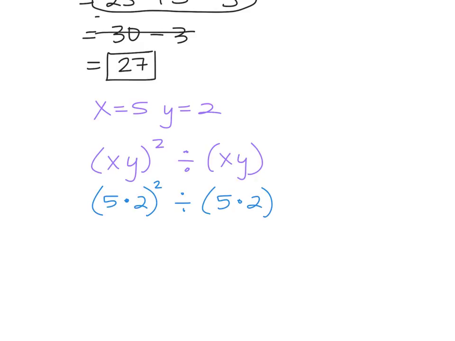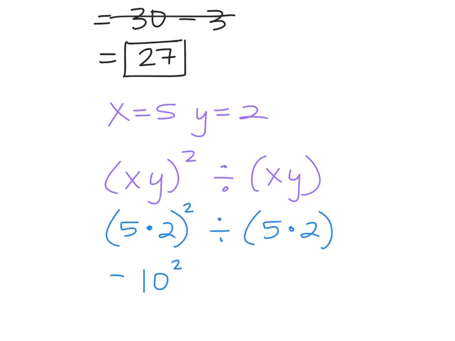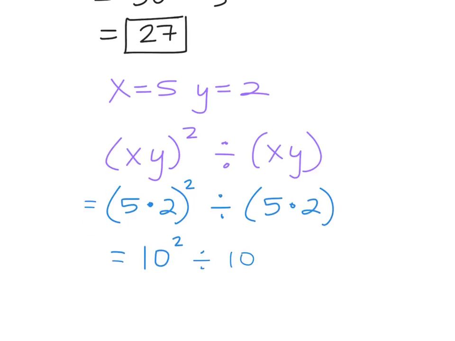Okay, what's the first thing we're going to do here? Parentheses first. So what's in our parentheses? 5 times 2 on both of them, right? So 5 times 2 here is 10, and we're squaring that. So 5 times 2 is 10 squared, divided by 5 times 2 is 10. What do I do next, Avery?